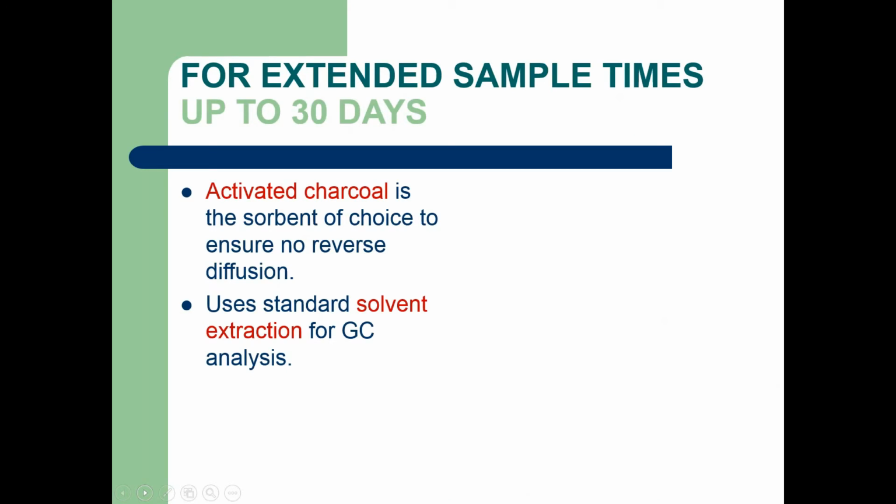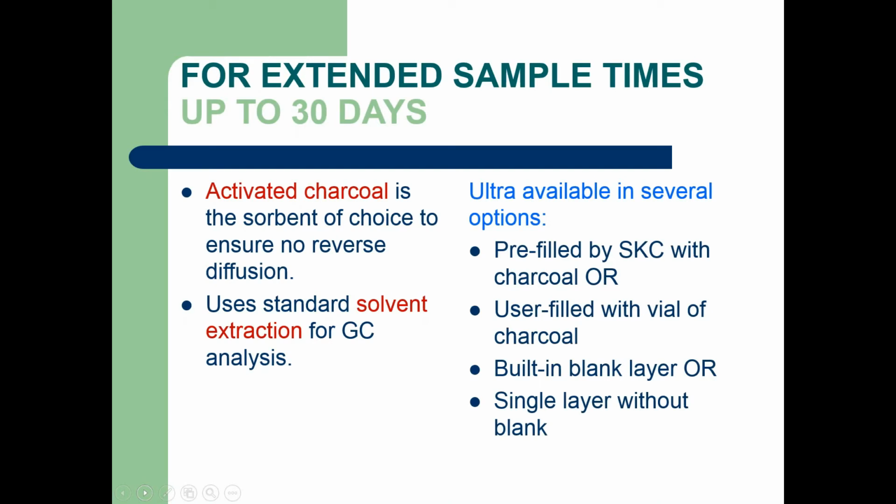Now, if you wanted to do extended sampling for many days or many weeks, activated charcoal is the sorbent of choice. This is the only sorbent that will literally hang on to the collected compounds for such a long period and will not exhibit reverse diffusion. SKC offers the ultra sampler with charcoal for this application, and it's available in several options. Pre-filled by SKC with charcoal or user-filled from a sorbent vial, and the sampler is available with or without a blank section of sorbent. And all of this affects the cost, of course.